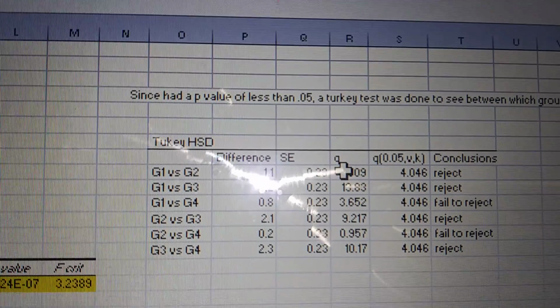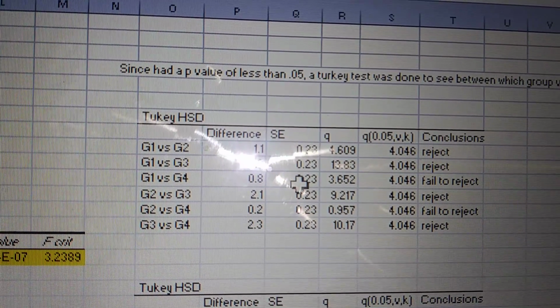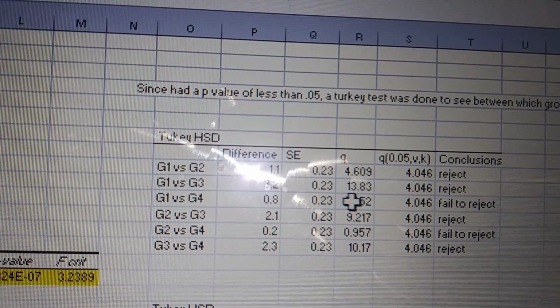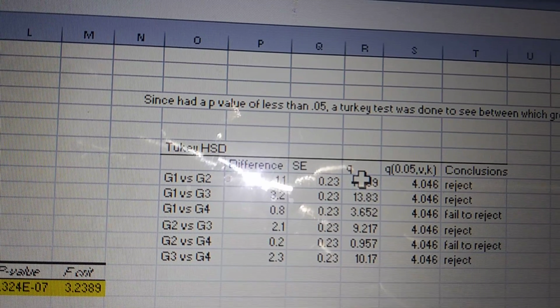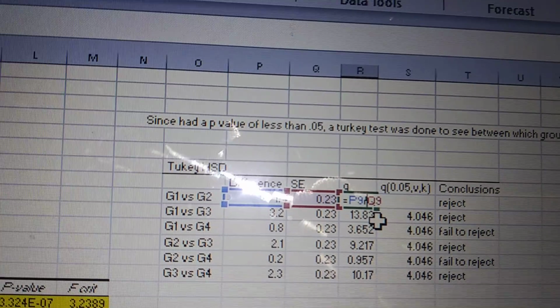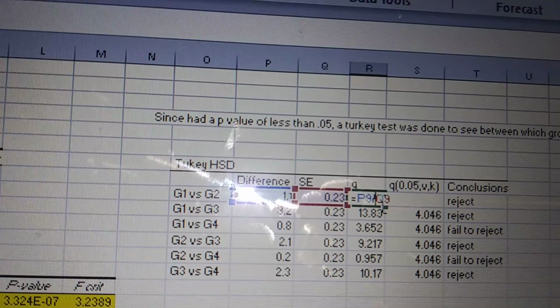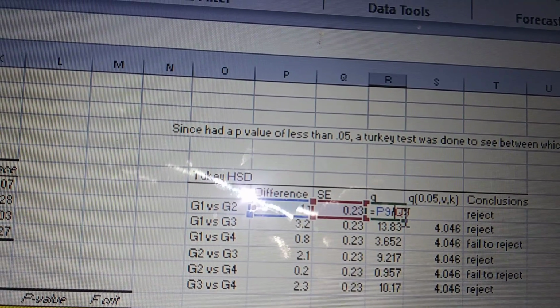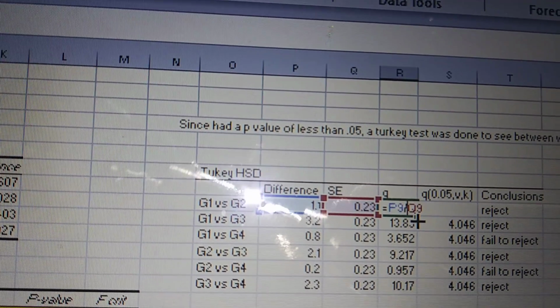Now let's go over to Q. Q is just the difference divided by SE. Which is pretty easy. You can just put it into here. And it's just P9 divided by PQ, and you got that answer. And then you can just scroll down this entire thing and make it apply to everything, as he showed us inside class.